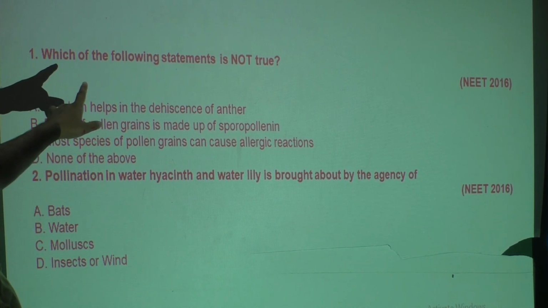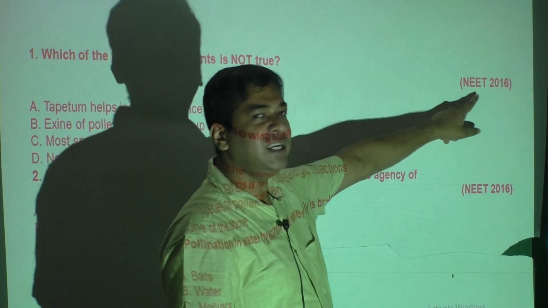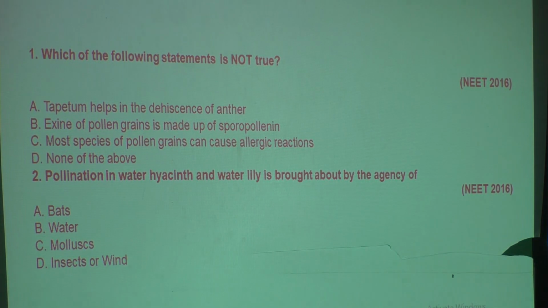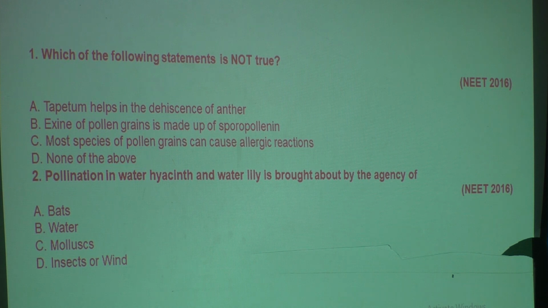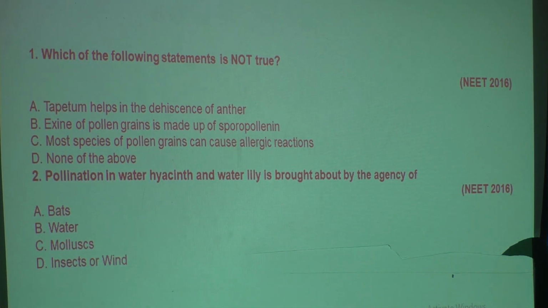The first question is, which of the following statements is not true? This question was asked in NEET 2016. Option A, tapetum helps in dehiscence of anther. Dehiscence means the anther breaks open and pollen grains are released. Option B, exine of pollen grains is made up of sporopollenin, which is the hardest material, as you have learnt in theory. Option C, most of the species of pollen grains can cause allergic reactions. Option D, none of the above. So which option according to you?